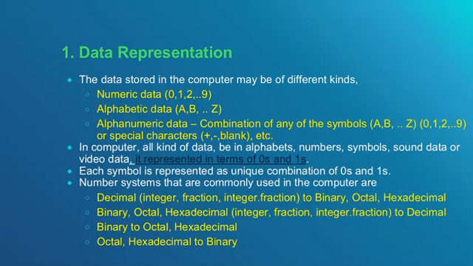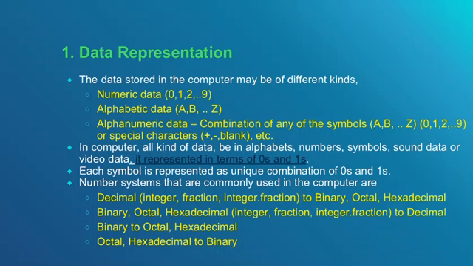All the data are stored in the computer in the format of the binary system. All the data will be represented in terms of zeros and ones. Each symbol is represented as a unique combination of zeros and ones. For example, A will be represented by some combination of zeros and ones.